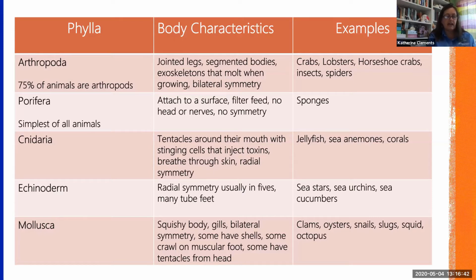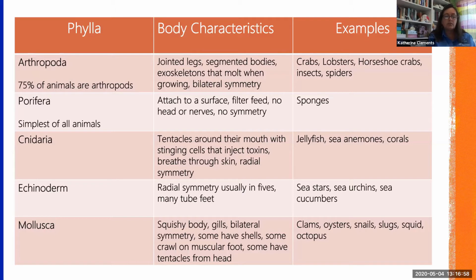Next on our list is echinoderms. Echinoderms also have radial symmetry, just like Cnidaria. So when you are a scientist, you can't always depend on one characteristic to classify an organism because sometimes there's overlap between the different groups.